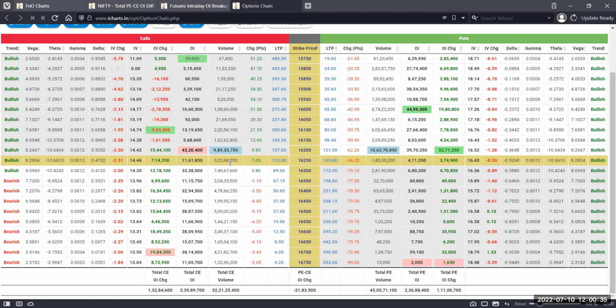Now on the call side, let me check. Again, 200 points difference will be 450. 14.46 divided by 13.73. It is 5.3. Actually, the difference is more on the call side. The skew is more on the call side than the put side. What is the meaning of it?